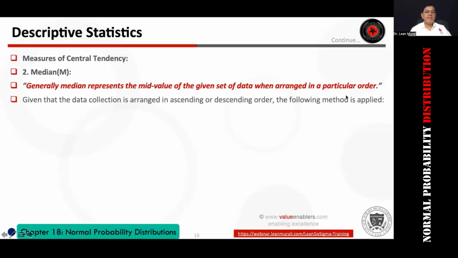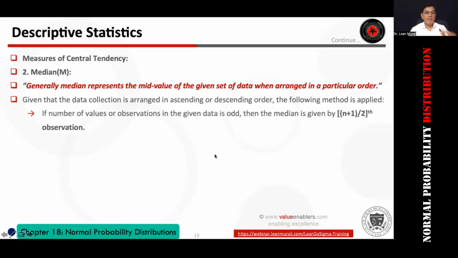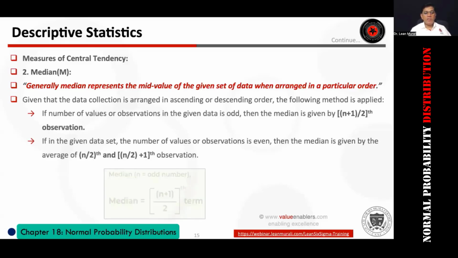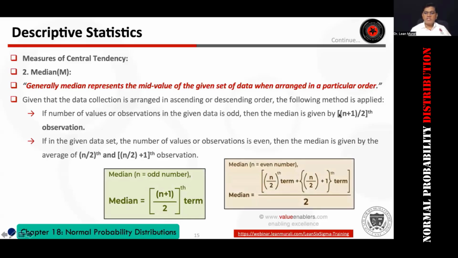Given that the data collection is arranged in ascending or descending order, the following method is applied. Now I'll share this with you. This formula is very simple. If there are 7 people, 7 plus 1 divided by 2, what is that value? 4. That is the fourth guy. So that fourth guy's height is the median.